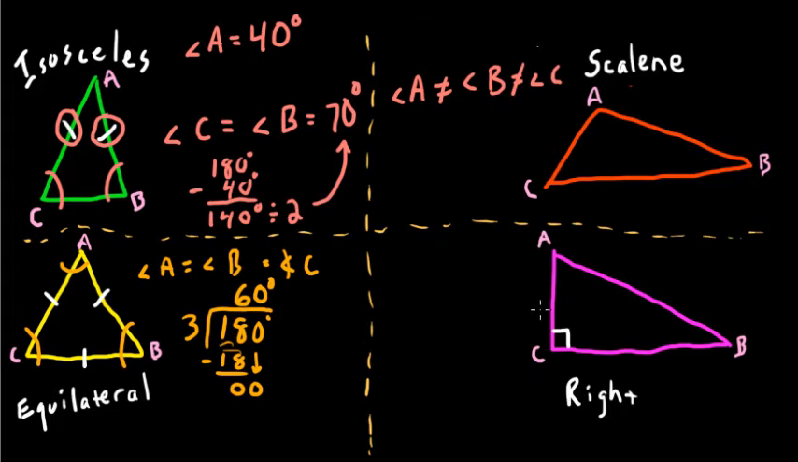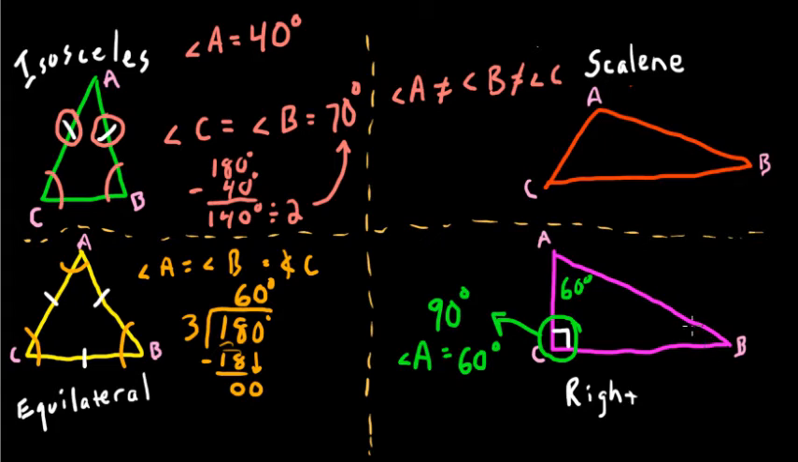Alright, and last we have a right triangle, and all that we need to know is if you see this sign right here, that tells us that this is 90 degrees. So we can use that as clues. So if I went in here and told you that angle A equals, I don't know, let's say 60 degrees. Then I know this is 90, this is 60 degrees.